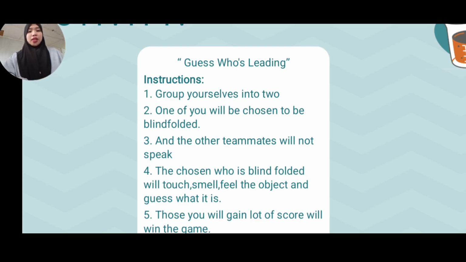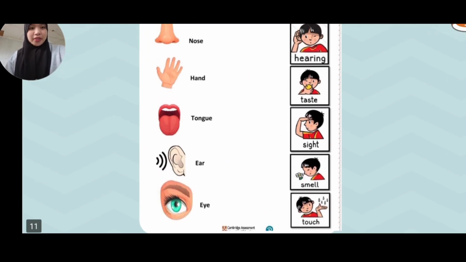Okay, so I have a box here, and I will be putting some objects there, and then the one who has been chosen will try to touch it, feel the object and guess what it is, and the group that has more points will be the winner. Okay, so let us start. Okay, thank you so much for participating.